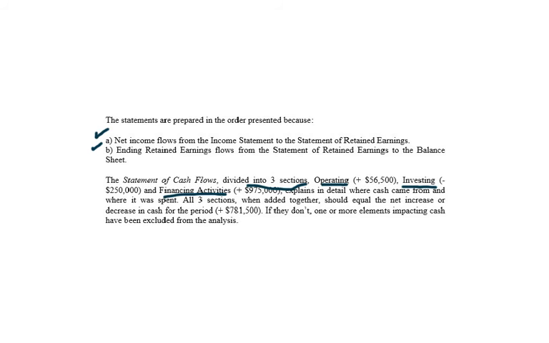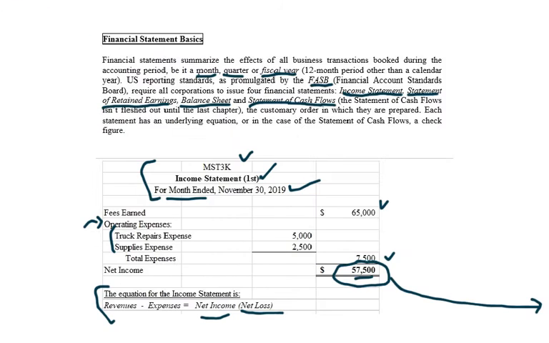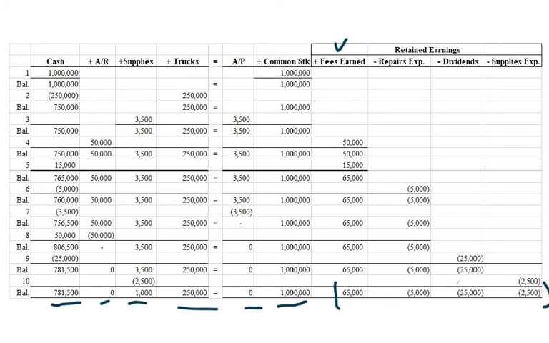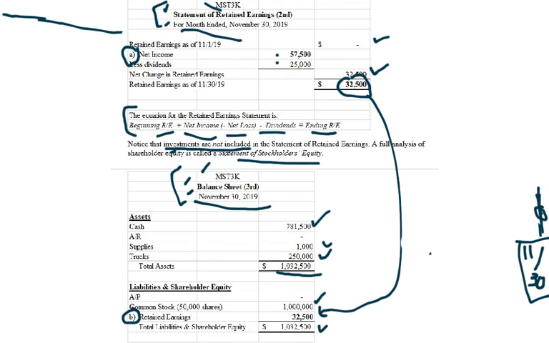And again, what are you doing? You're explaining how did we go from cash, which was, remember, this was a zero balance. We had no cash on hand because we didn't exist. The business was just a startup. And how did we end up getting to 781,500? And so that's what this statement of cash flows is explaining.